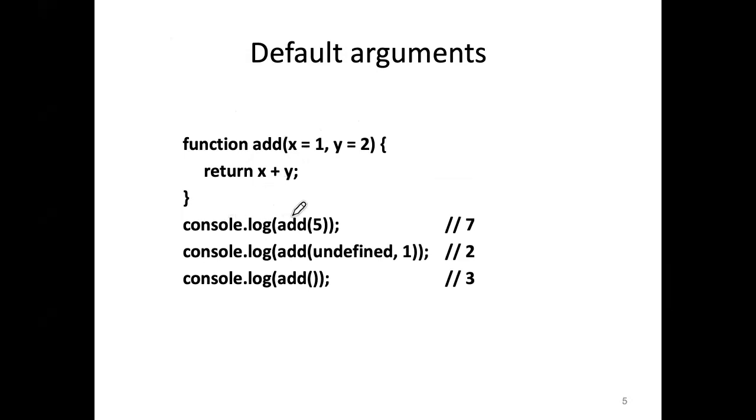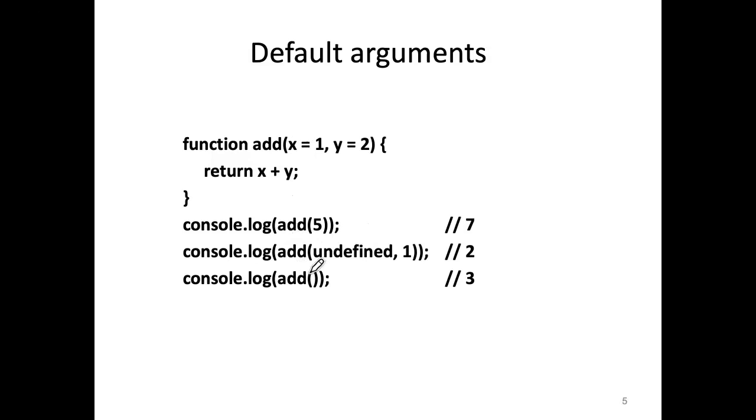So when I call the add function with just 5, 5 is going to be assigned to X, but Y is going to take the default value of 2. So that console.log should return 7 because it's just doing an addition of them. This one here, undefined, 1, means that X is going to take its default value because we're trying to pass undefined and assign it to X. It's going to take its default value of 1, whereas Y is going to be assigned the value 1. And so it'll return 1 plus 1.